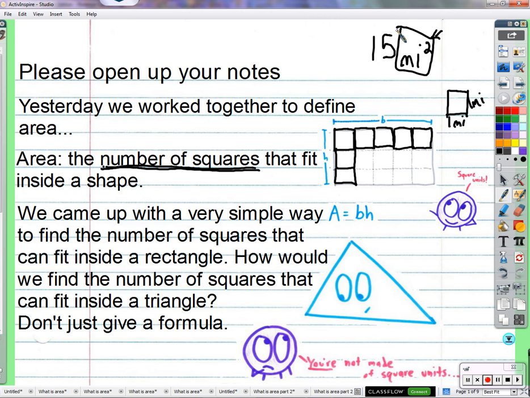15 times 15? Why would I? Because there's 1 mile. You've got to remember, this is the difference between understanding what we're actually looking for and memorizing math. Memorizing math? I want you to take a look at your brains.